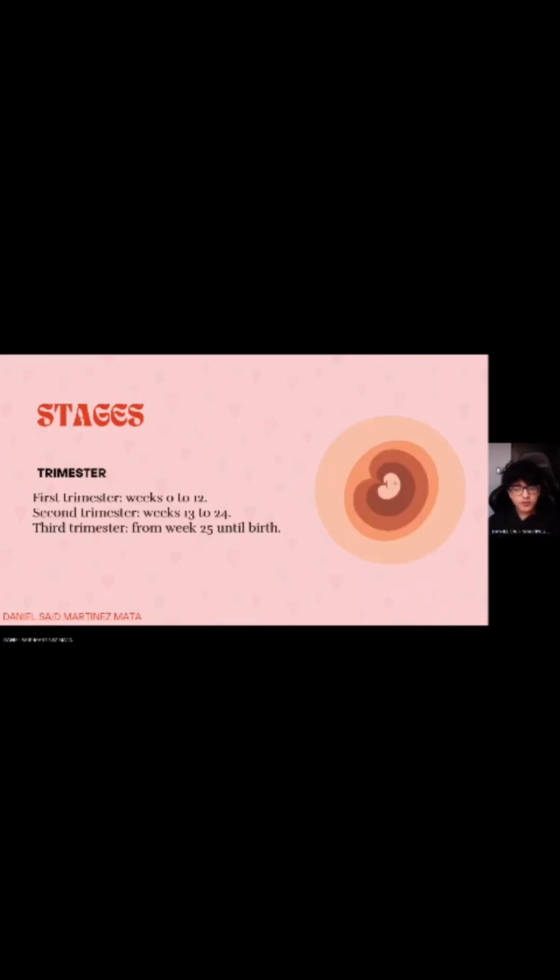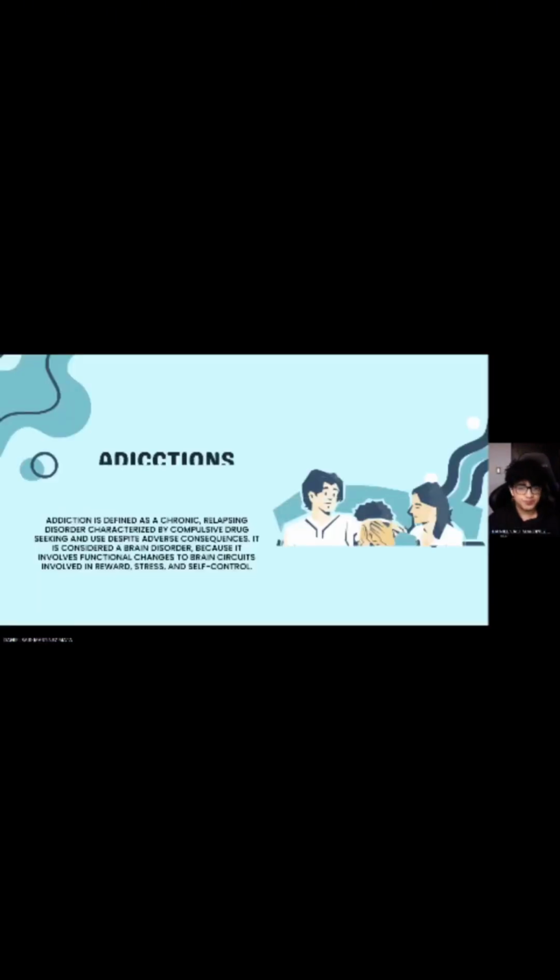Pregnancy, the beginning of life. Pregnancy is the condition between conception, the fertilization of an egg by a sperm, and birth, during which the fertilized egg develops in the uterus. Pregnancy has different stages, divided in trimesters. First trimester, weeks 0 to 12. Second trimester, weeks 13 to 24. And the third trimester from week 25 until the birth.